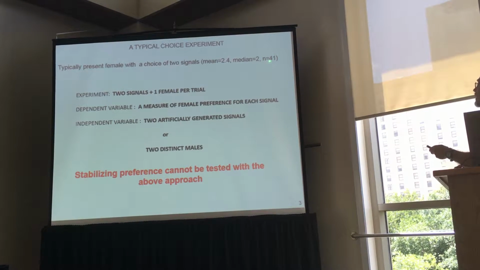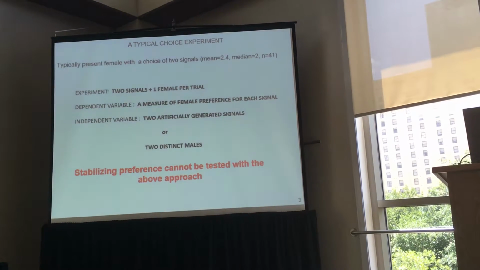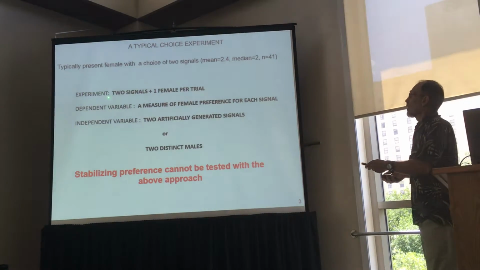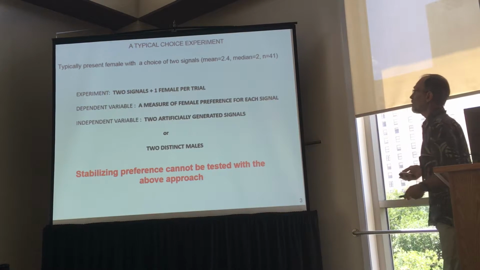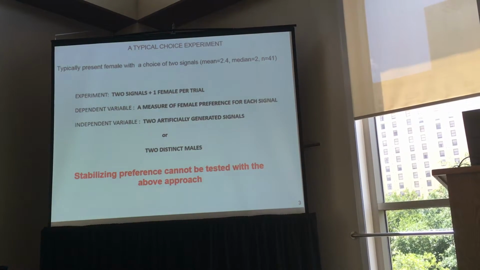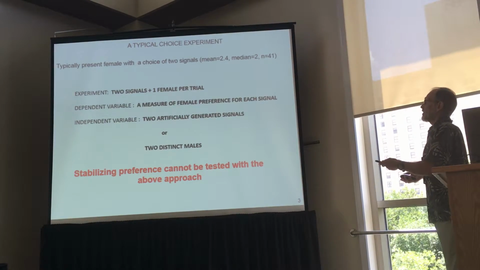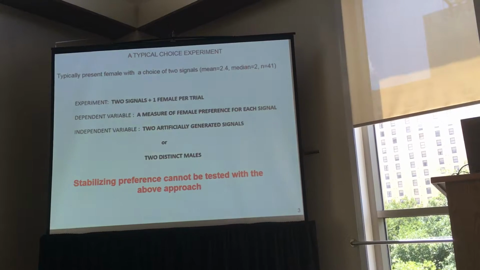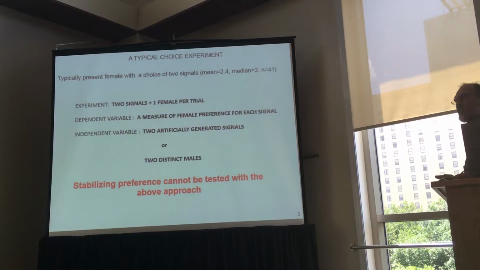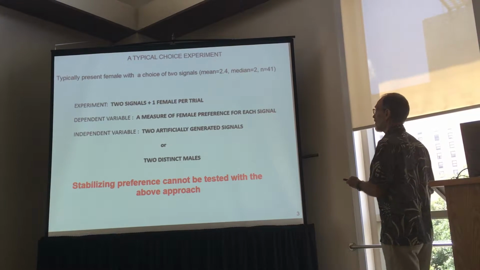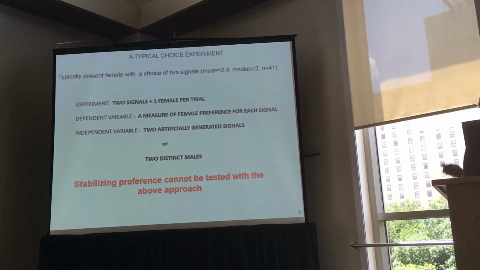We looked at 41 different studies, and the mean number of males used in the study was 2.4 and a median of 2. So the experiment for each trial consists of two signals and one female, and the dependent variable is a measure of the female preference for each signal. The independent variable is either two artificially generated signals, which suffer from a problem that they don't have the right background that a typical signal might have, so that's one problem with those. Or maybe two distinct males, a bright red male and a dull male.